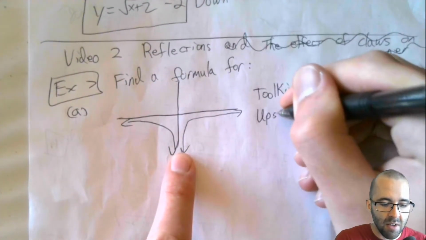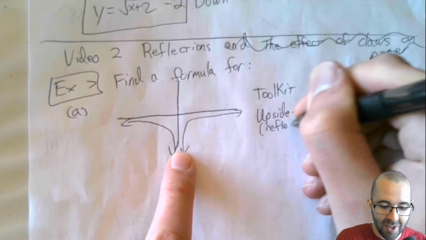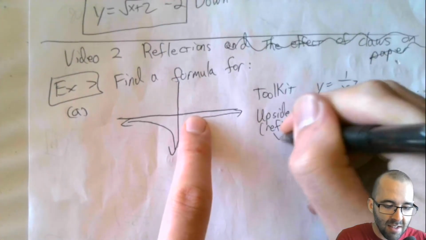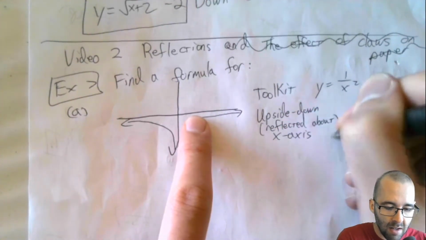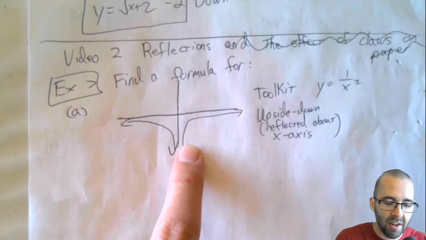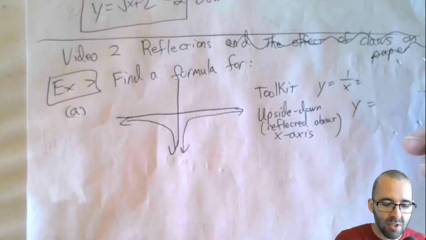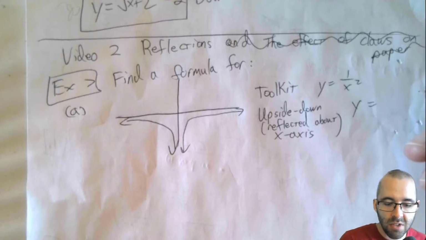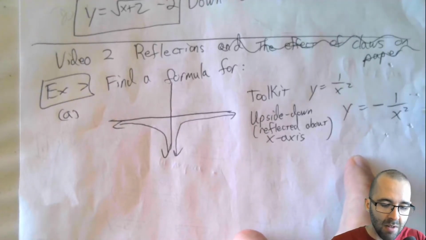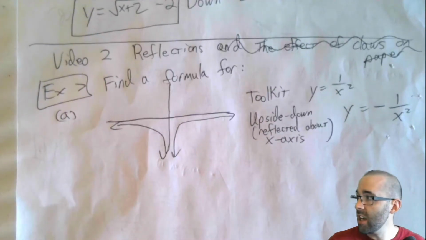And we know it's upside down. Or you might say, if you want to be really good, reflected about the x-axis. This is the x-axis. It was up here, but it got reflected down there. So according to our table, it's a vertical change. It has to do with the outside of the function. And reflection means just a negative in front. So it's going to be negative 1 over x squared, just like so.